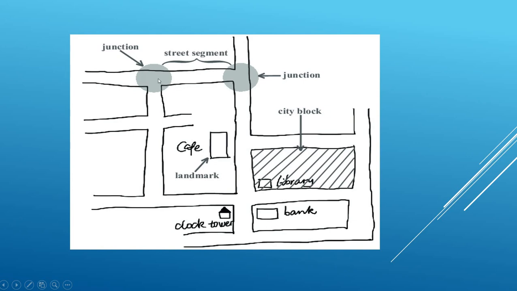Okay, and again you can give another direction. From the junction you'll reach another junction, and then you'll cross the landmark of a cafe, and from here you have to turn left, and then you'll pass through a clock tower, and then you'll move left and you'll reach the library. So this is a sketch, it is not according to scale. Okay, so this is how you draw a sketch.